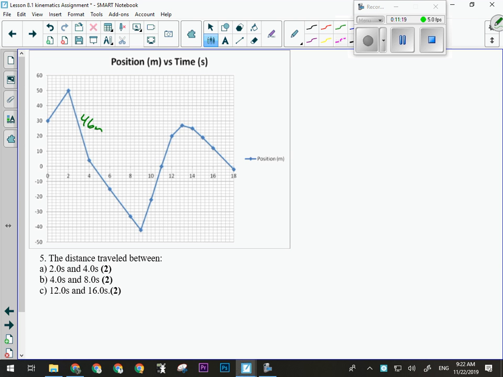Between 4 seconds and 8 seconds, we're going from 4 to 33, so that's still going to be 37 meters. That doesn't change. But 12 to 16 seconds will change because there's a change in direction here. So we go from 20 to 27, so this is 7 here, and then we go back down to 12. From 27 to 12 is 15. So we're looking at a total of 22 meters there, if I'm reading the graph right.